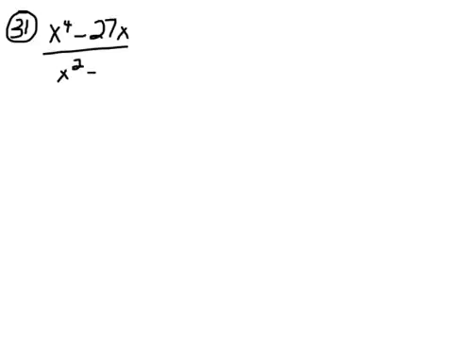A division problem that you have to do. I think I did 23 on a video, so let's pick a different one. Let's pick 31, okay? All right, so for 31, we have this. x to the fourth minus 27x over x squared minus 9. And then they say divided by x squared plus 3x plus 9. And then that's divided by x plus 3. Okay.